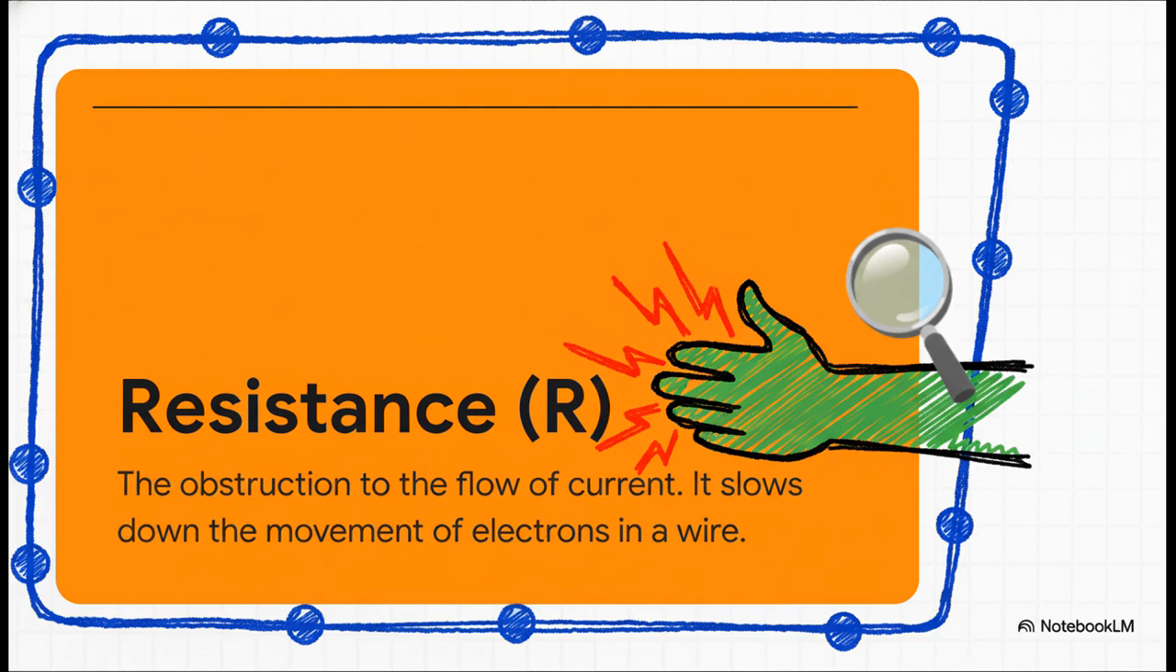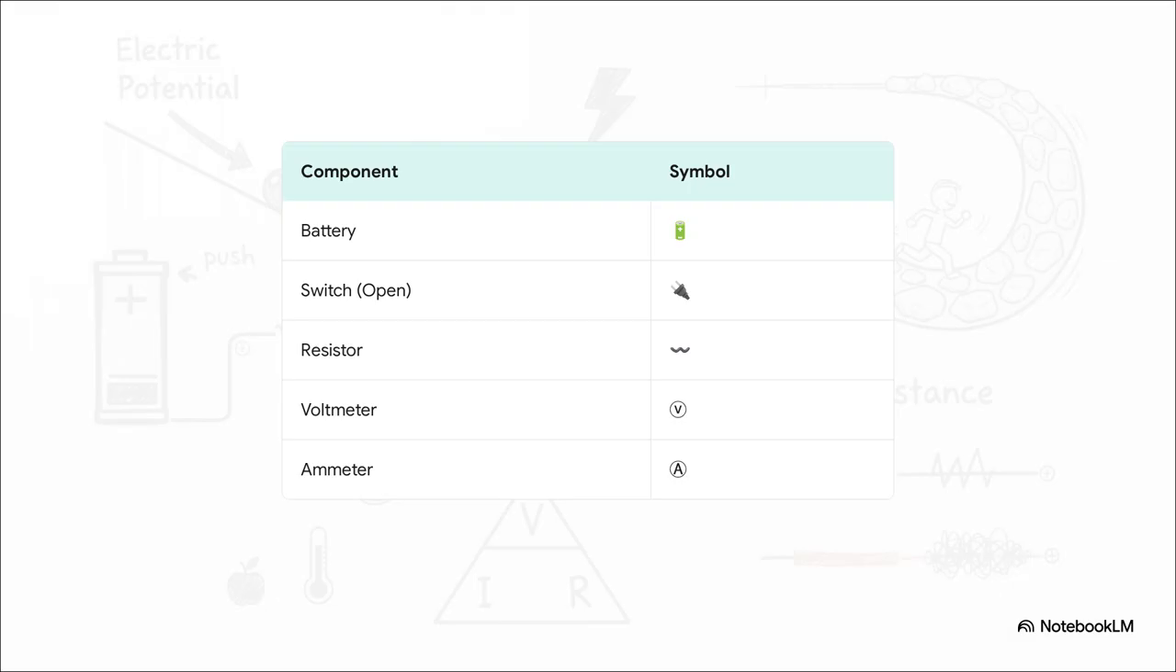And you might think resistance is a bad thing, but it's absolutely crucial for controlling electricity and making sure our devices work the way they're supposed to. So, to map all this out, electricians and engineers use a kind of visual shorthand, a set of standard symbols to draw circuit diagrams. Here are some of the heavy hitters you'll always see.